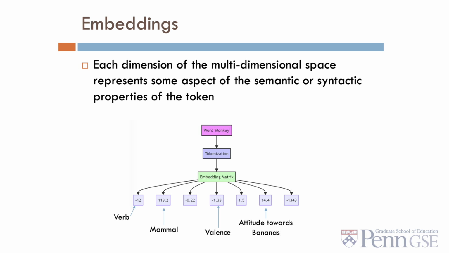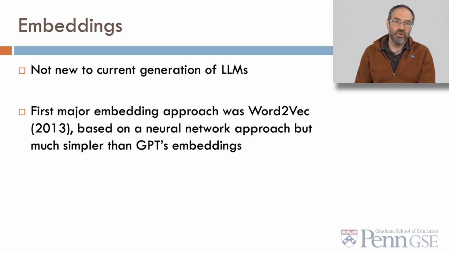For example, the first one might represent a verb, the second one a mammal, the fourth one a valence, the sixth one attitude towards bananas. Now, I'm not saying that ChatGPT has a specific dimension for attitudes towards bananas, but the frank truth is we don't actually know what any of its dimensions mean. Now, embeddings are not new to the current generation of large language models. In fact, the first major embedding approach was Word2Vec from 2013, which was based on a neural network approach, but was much, much simpler than GPT's embeddings.